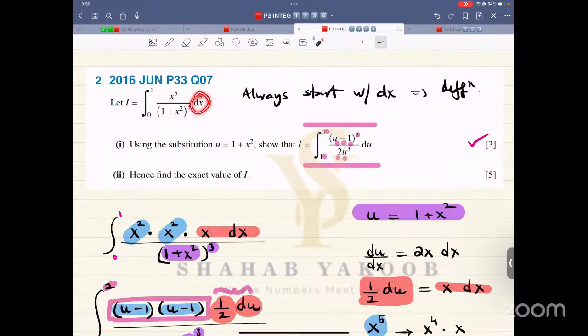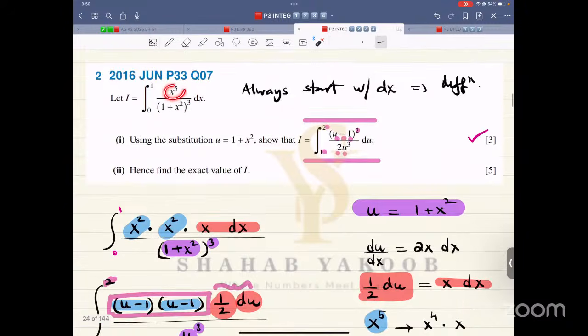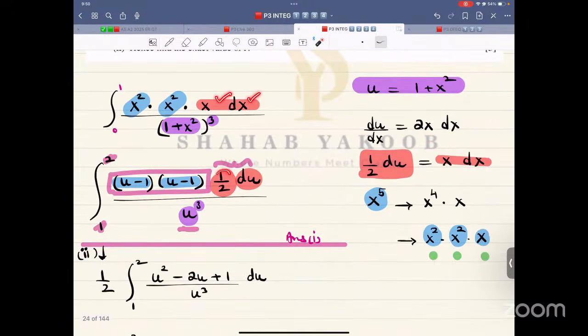Now, always start with differentiation. Over here, we have x to the power 5, times 1 plus x squared raised to the power of 3, dx. And they have given us u as 1 plus x squared. So u is 1 plus x squared, du by dx is 2x. Now, this x to the power 5, write x to the power 4 separately, x separately. So now this x dx is actually half du.